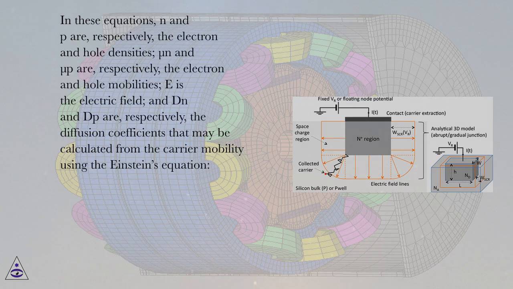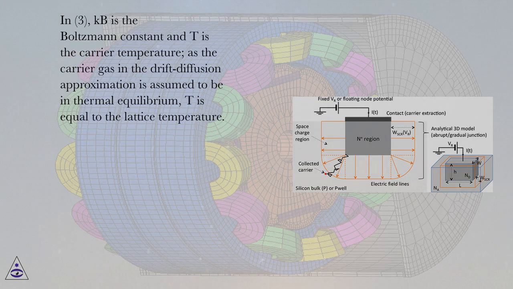In these equations, n and p are, respectively, the electron and hole densities, mu n and mu p are, respectively, the electron and hole mobilities, E is the electric field, and Dn and Dp are, respectively, the diffusion coefficients that may be calculated from the carrier mobility using the Einstein's equation. Here, kB is the Boltzmann constant and T is the carrier temperature. As the carrier gas in the drift diffusion approximation is assumed to be in thermal equilibrium, T is equal to the lattice temperature.